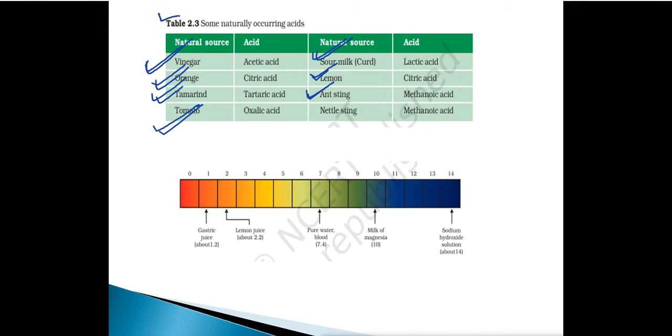Ant sting. You have seen many times a honeybee or a big black ant will sting us, and it's very painful. When they sting us, they inject methanoic acid into our skin. Methanoic acid. Even the nettle sting. Nettle is a leaf which you can see near roadsides or in jungles or in forests. If that leaf comes in contact with you, it will also inject methanoic acid into your skin, and that is also very painful. So these are some of the natural sources along with the acids present in them.